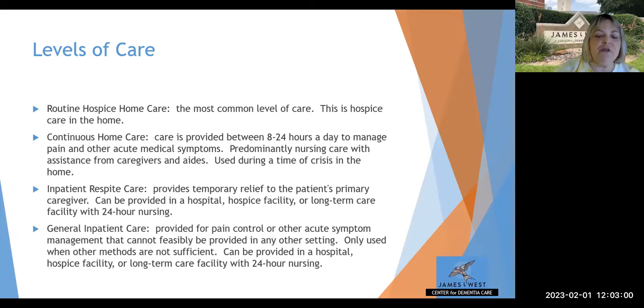And then there's general inpatient care. And this is provided for pain control or other acute symptom management that cannot feasibly be provided in any other setting. Again, this is when they're going to an inpatient hospice. It is only used when other methods are not sufficient. And again, it can be provided in a hospital, a hospice facility, a long-term care facility with 24-hour nursing.